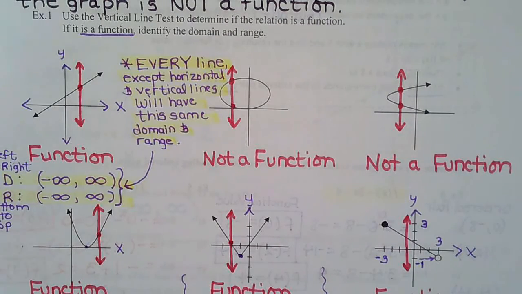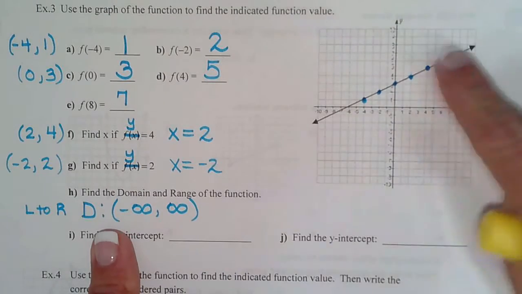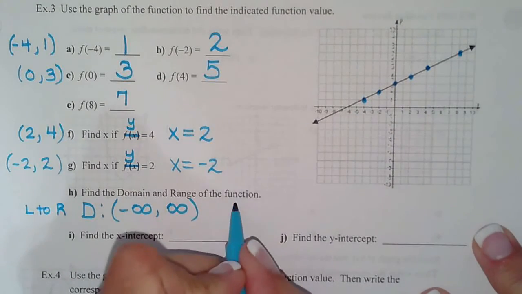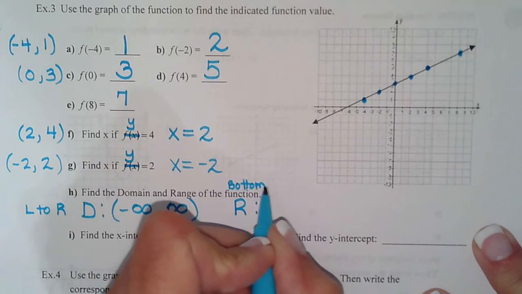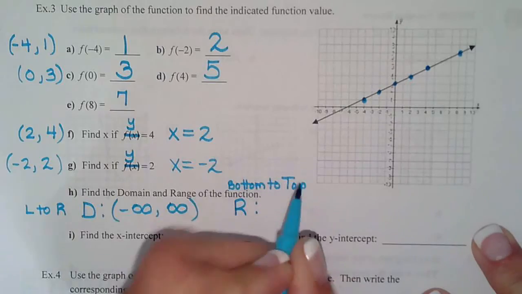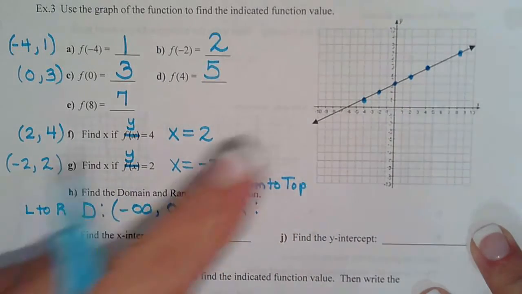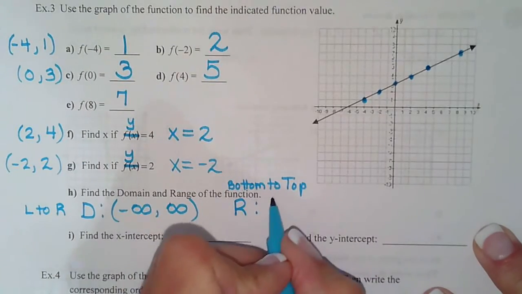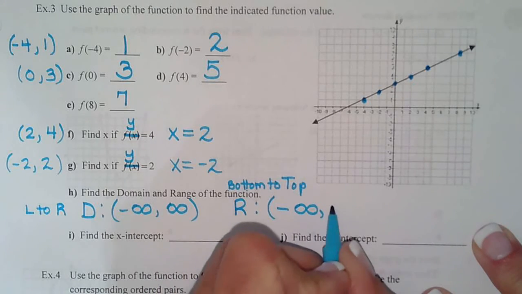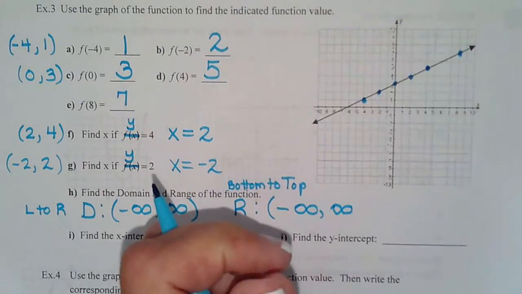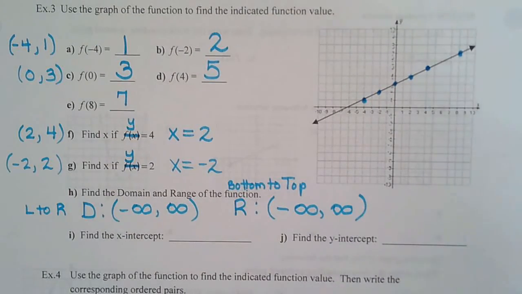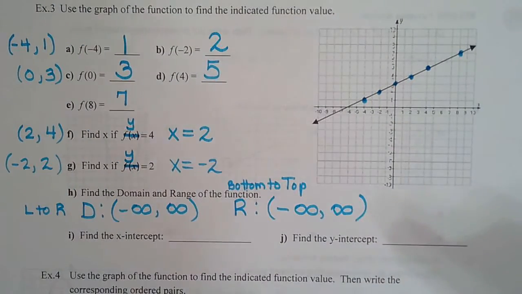Time to get a new highlighter, huh? Okay, so left forever, right forever. Yep, that's our domain. And range, remember, is bottom to top. And this line goes down forever and up forever. So guess what? Negative infinity to positive infinity, just as our page 3 notes said. So that one was easy.